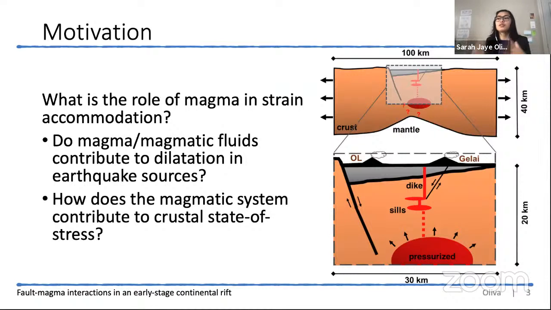So what is the motivation of the majority of my study on the early stage rifting in East Africa? That is, what is the role of magma in strain accommodation? Specifically, do magma or magmatic fluids contribute to dilatation in earthquake sources? I'll get to that more in a bit. And how does the magmatic system contribute to crustal state of stress?